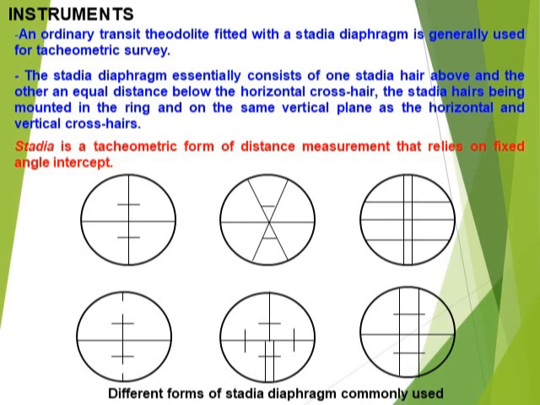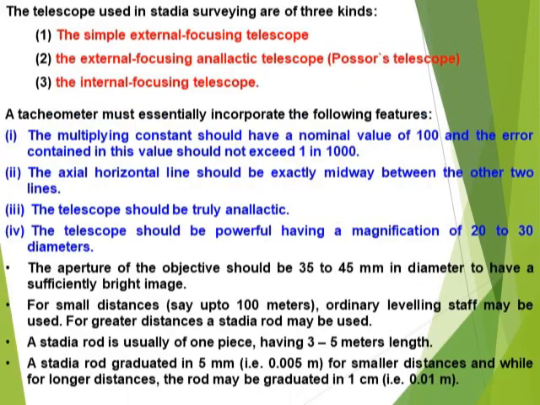Here we can see the different forms of stadia diaphragm commonly used. Basically, the telescopes used in stadia surveying are of three kinds. The first one is a simple external focusing telescope. The second one is the external focusing anallactic telescope, which can also be called the Porro telescope. And the third one is the internal focusing telescope.